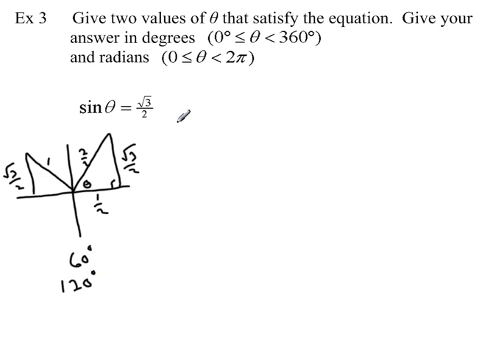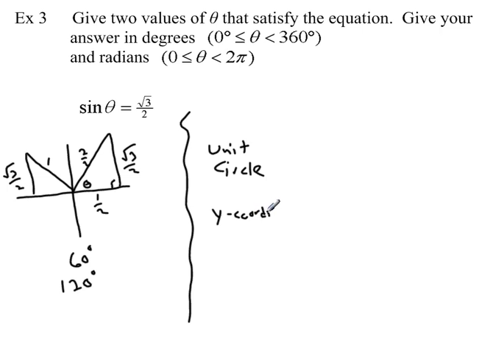Now here's a totally different way to do this. Take a look at your unit circle, and just look for angles on that unit circle that have a sine of square root of 3 over 2. Now sine is the y-coordinate on the unit circle. So find 2 angles that have a y-coordinate of square root of 3 over 2, and those angles would be 60 degrees and 120 degrees.